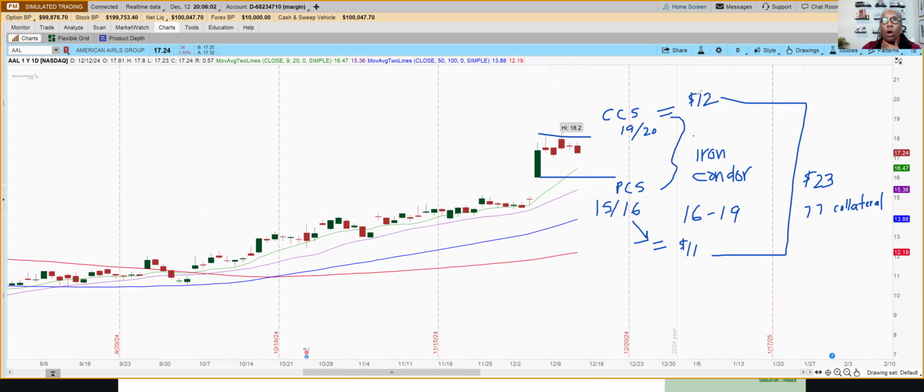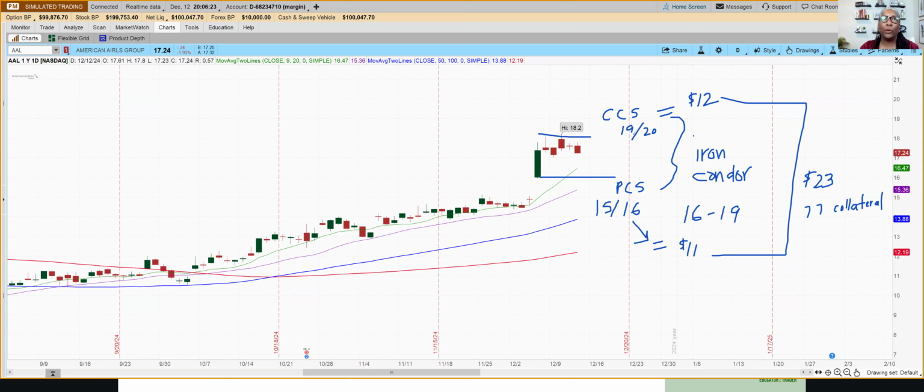You're getting money on both sides, but you don't have to put up $100 on both sides. You only have to put up the $100 one time, because the price can't be at 19 and be at 16 at the same time. And the broker knows this, so they only charge you the buying power one time, because the price can't be in two places at once.